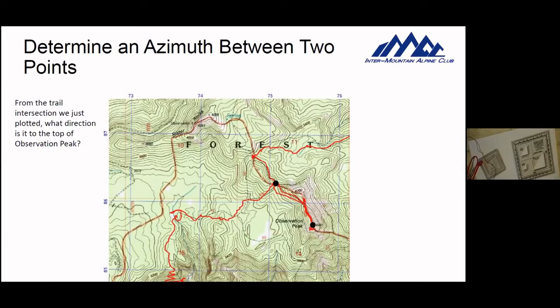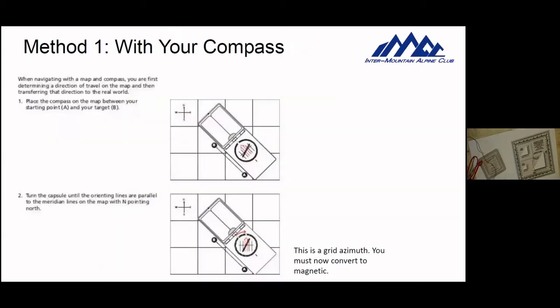So now we're going to determine an azimuth between 2 points. Let's say you were, true story, eating lunch at this trail intersection. You were a little bit ahead of schedule and you decided, you know what? I want to go to Observation Peak. What direction should I go in? True story. That was a question we had while we were eating lunch on this trip.